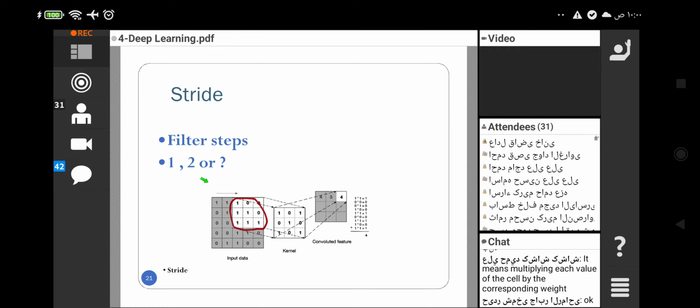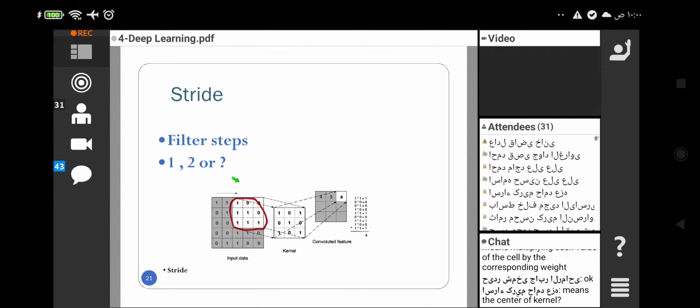It means that when we start from here, if the step is 2, then we go here. It means we are moving 2 columns. Yes, we are moving the center of the kernel, and we put the center of the kernel at that position. So when the step is 2, we start from here, then we go here. So we move 2 columns, and then we move 2 rows.